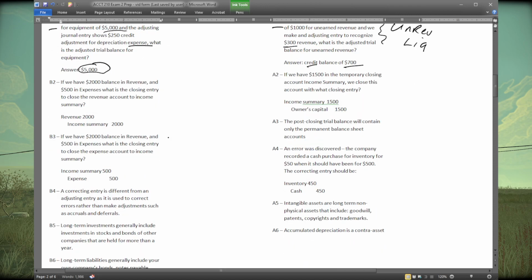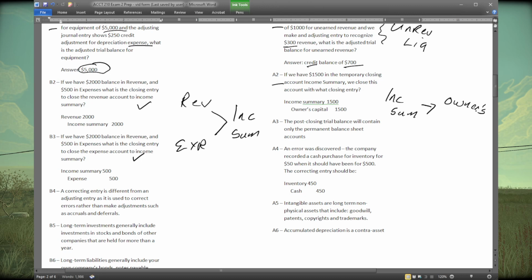If I look at B2, we have 2,000 in revenue. So this one and this one is what I was talking about before, that revenues and expenses get booked to the income summary before going to the owner's capital. So that's here. And then A2 is also part of the chain. Now what happens is income summary gets booked to owner's capital. And so that's why I have different levels of understanding.